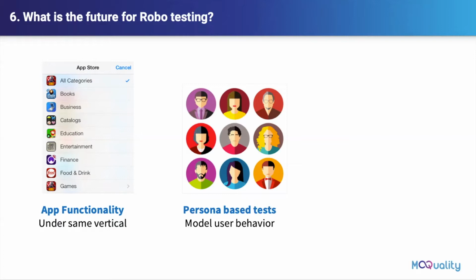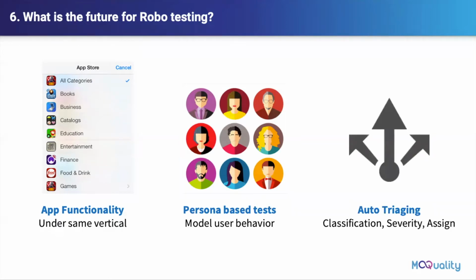And finally, once Robo finds a bug, there's an issue of triaging the bug, where you have to automatically classify whether it's a bug or not a bug, or the severity of it, and then assign it to a person who is going to fix the bug, right? So these are the three things where I see Robo advancing.